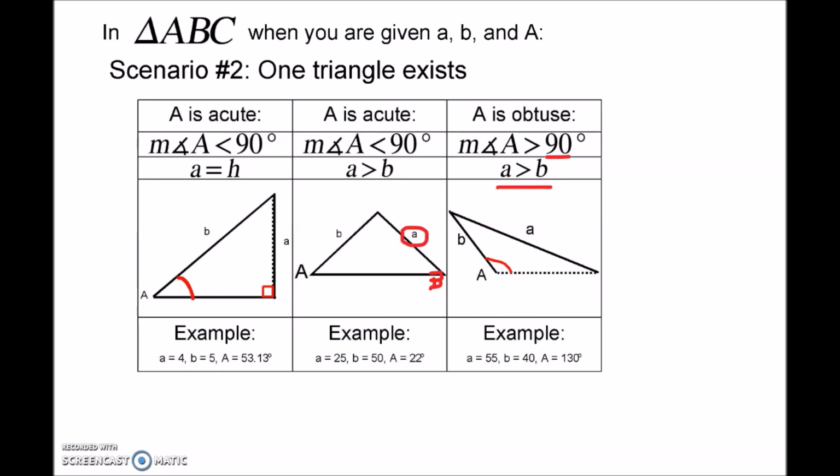Now, if you're given side a that's shorter than side b, that wouldn't make sense. It wouldn't form a triangle, so then you would get no solution.